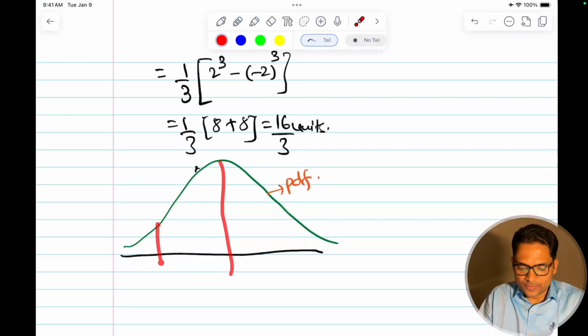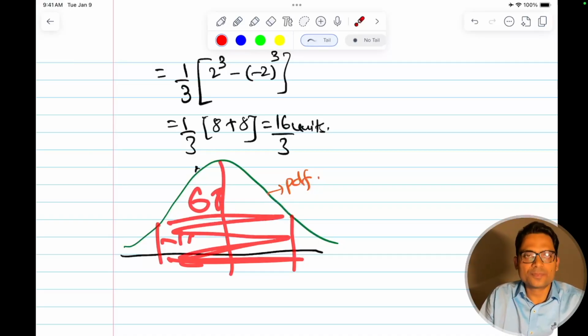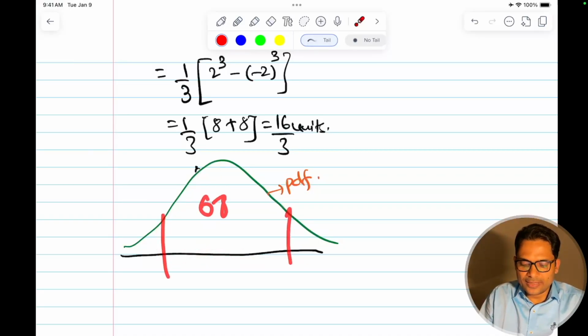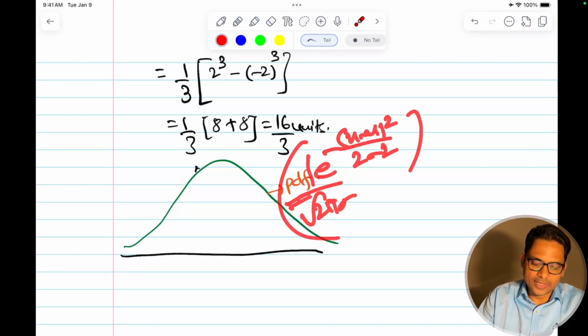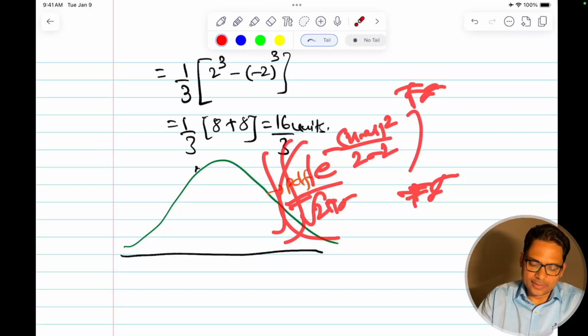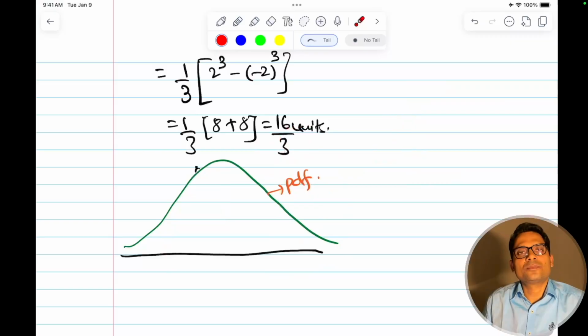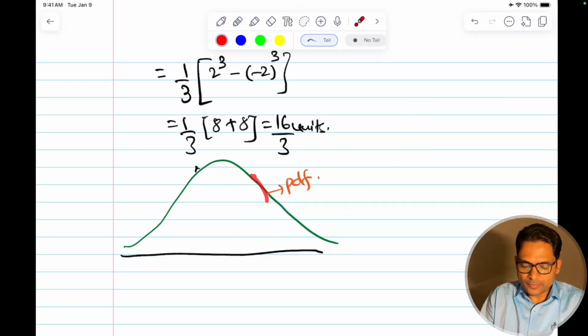We know, right? From 1 standard deviation to minus 1 standard deviation, the area under the curve is 68%. So if I apply the Gaussian PDF formula, 1 by root 2 pi sigma times e to the power minus (x minus mu) whole square by 2 sigma square, and integrate it from minus sigma to plus sigma, I will get this 68.4. Okay, and that's the whole use.